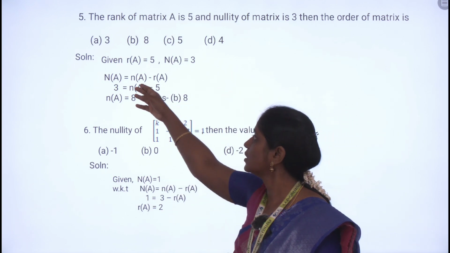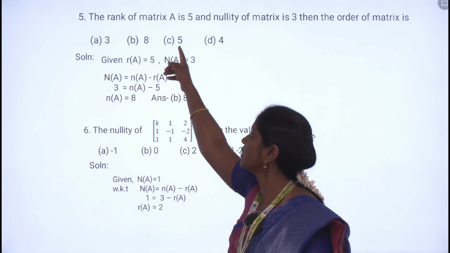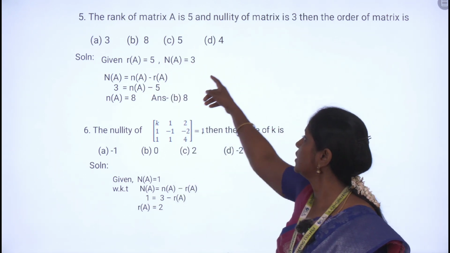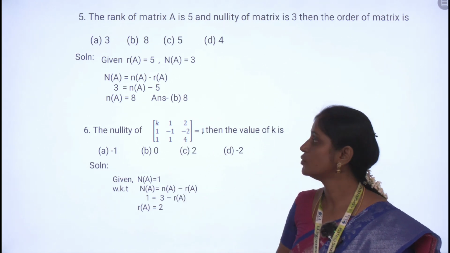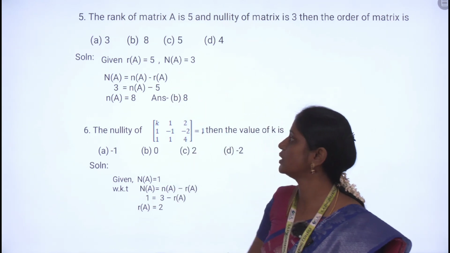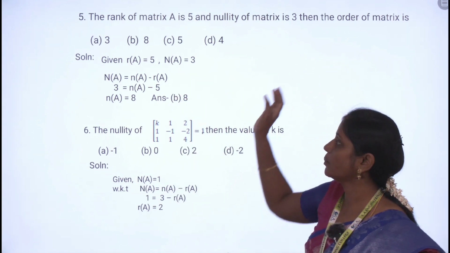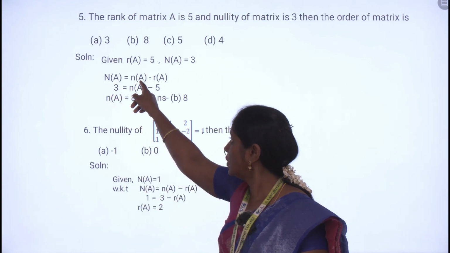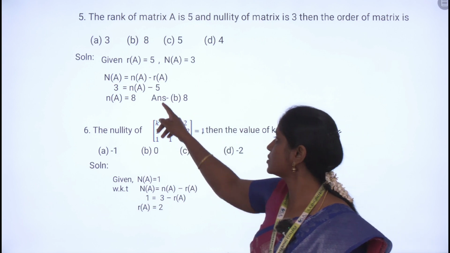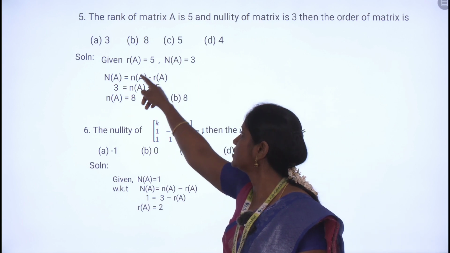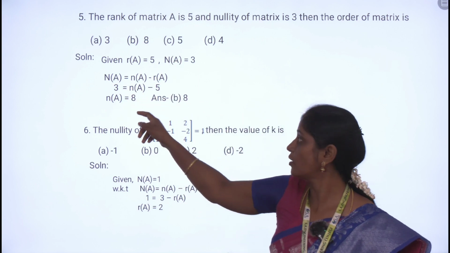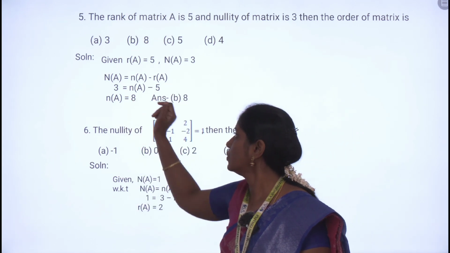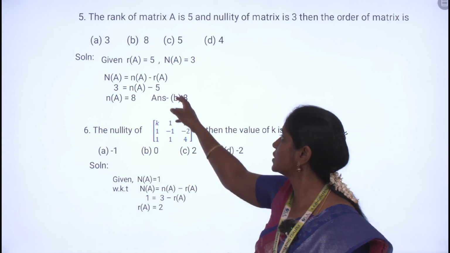We can write the given R of A, rank of the matrix A equal to 5. And nullity of the matrix, we defined as capital N. So, N of A equal to 3. And we want the order of the matrix, that is small n of A. We know that capital N of A equal to small n of A minus R of A. So, 3 equal to n of A minus 5. Therefore, n of A equal to 8. So, the option is B.